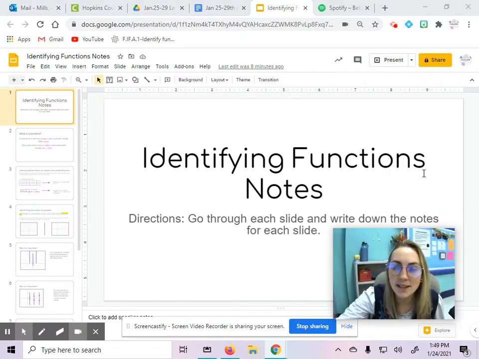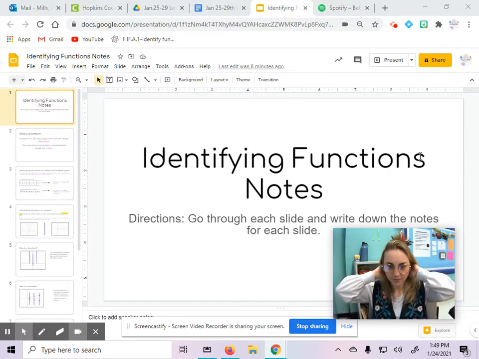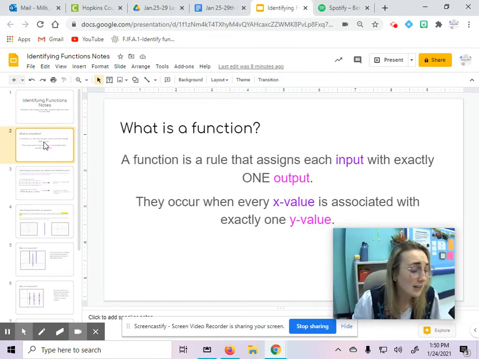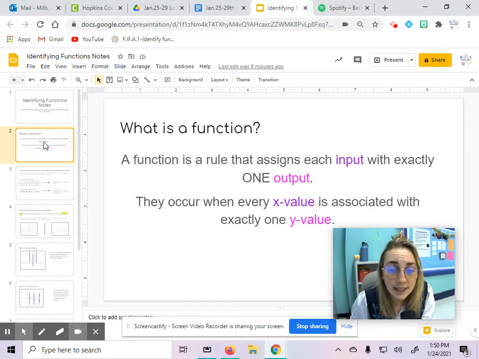All right, so let's talk about identifying functions. You're going to be able to look at a table, a set of ordered pairs, a graph, or an equation, and figure out if it's a function or not. In order to do that, we need to figure out, what is a function? It is a rule that assigns each input exactly one output.